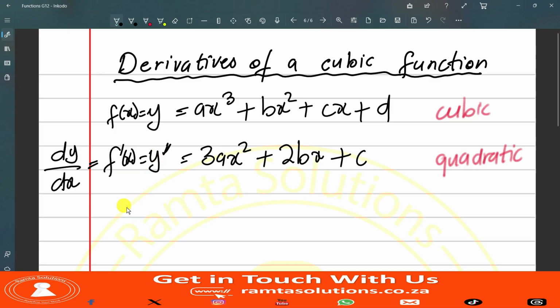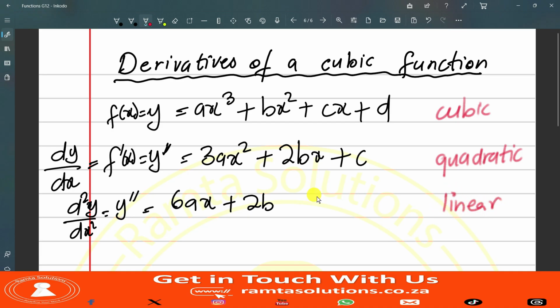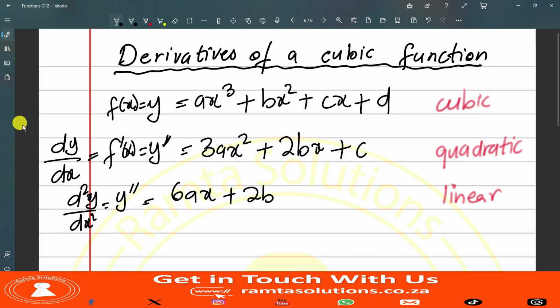Now, let's go to the second derivative. If you like, you can call it d squared y over dx squared. So what is this? Doing the same thing, this will become 6ax plus 2b. So what kind of function are you getting here? Power is 1. It must be linear. It's a straight line.